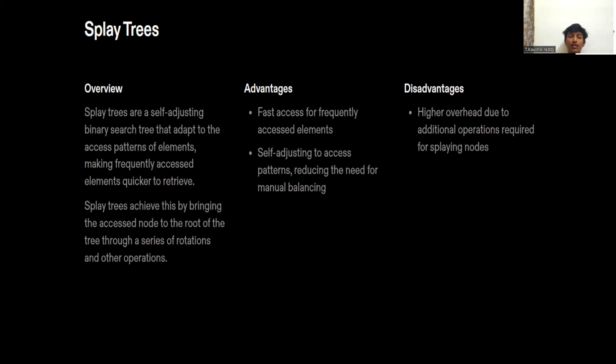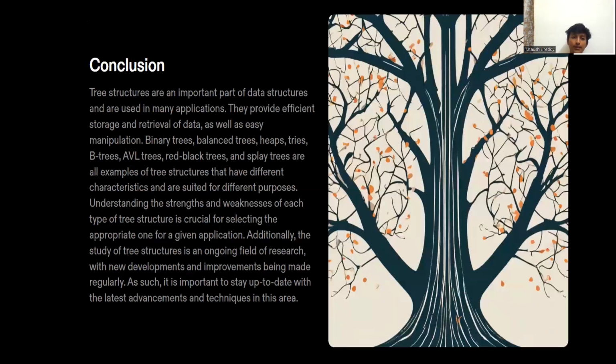Next, splay trees. The advantages of splay trees are fast access for frequently accessed elements and self-adjusting to access patterns, reducing the need for manual balancing. The disadvantage is higher overhead due to additional operations required for splaying nodes. As an overview, splay trees are self-adjusting binary search trees that adapt to the access patterns of elements to retrieve them quicker. Splay trees achieve this by bringing the accessed node to the root of the tree through a series of rotations and other operations.